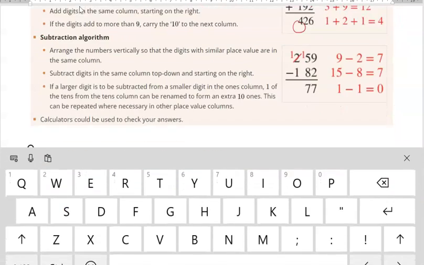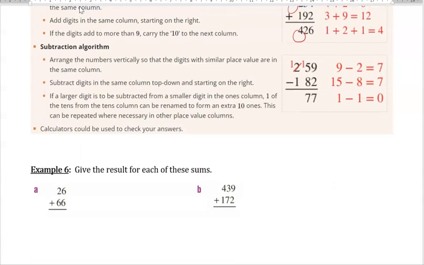If we line our numbers up, 9 minus 2 is 7. We can't do 5 minus 8 because it's too small, so we borrow one from the number next door and turn that 200 into 100s, and then we have 15 minus 8, which gets us 7. 1 minus 1 is 0. So this is a good chance for you to use that calculator just to check your answers.